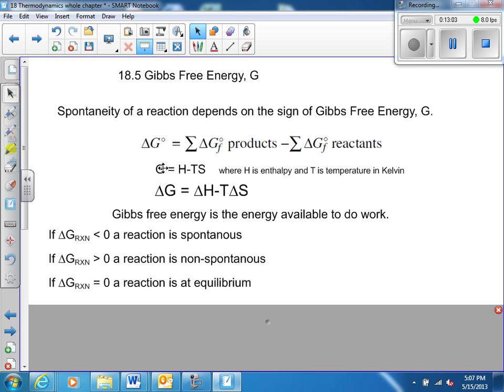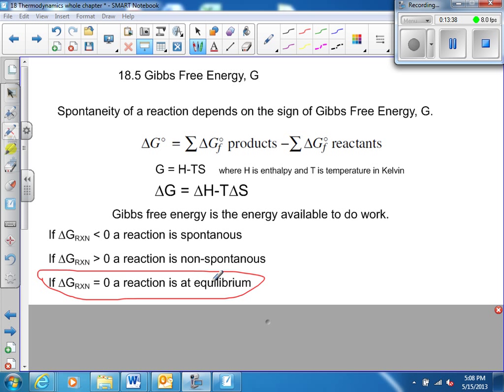We have this equation that relates Gibbs free energy, enthalpy, and entropy. It includes temperature. Delta G is delta H minus T delta S, where T is temperature. And Gibbs free energy is the energy available to do work. If delta G is less than 0, negative, the reaction is spontaneous and can do work. If delta G is greater than 0, the reaction is not spontaneous. You have to continuously put work into the reaction to make the reaction go. And if delta G is 0, we are at equilibrium.